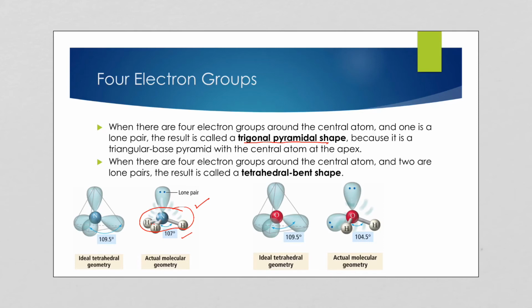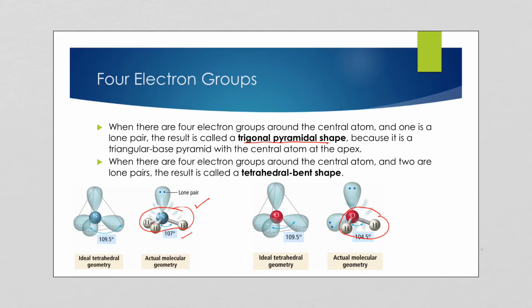Now, if we go a little further and we have 2 lone pairs of our 4, then we get to a shape called tetrahedral bent. So tetrahedral bent geometry. Now again, we're just naming it here. We call this shape bent. Now some books will call it angular.